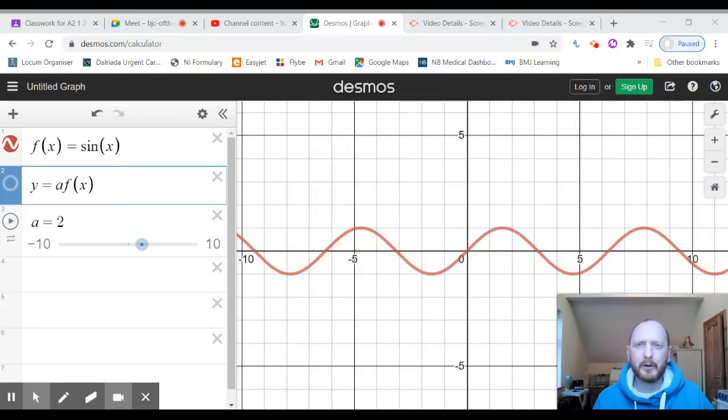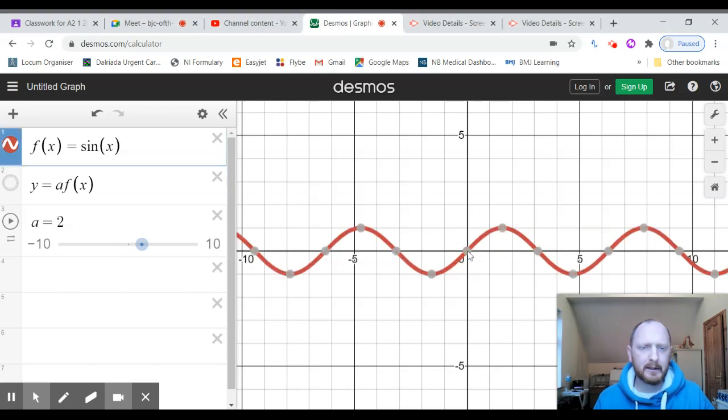Hi, in this video we're going to look at transforming graphs by a scalar. So we're going to be thinking about multiplying it by a, or multiplying the x value by a. What we've started off with again is the sine graph, which has roots of (0, 0), (pi, 0), (2 pi, 0), and (minus pi, 0), and maximum values of (pi over 2, 1) and (minus pi over 2, 1).